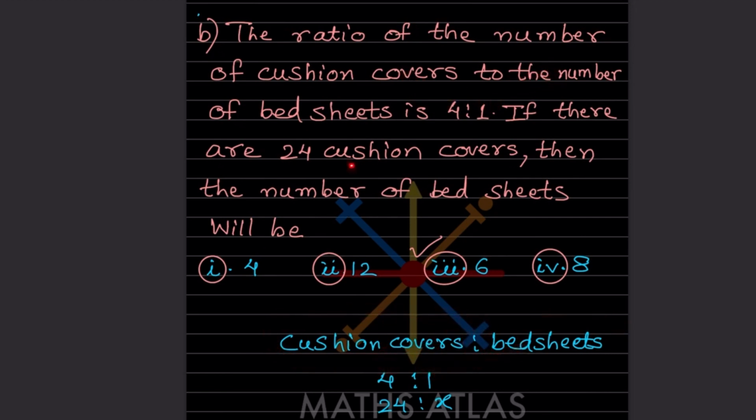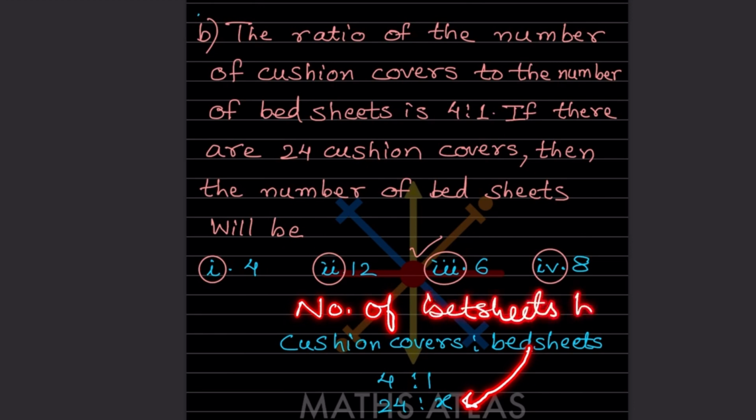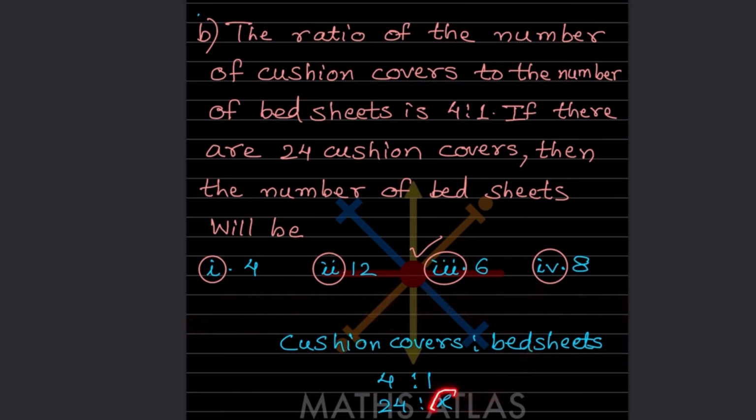So if there are 24 cushion covers, cushion covers is here, right? So 24 should be written over here. Then the number of bed sheets will be how much? Bed sheet is here, but we don't know the number of bed sheets. So we can write here, let the number of bed sheets be x. I didn't write this over here, this is just for the explanation because you only have to choose the correct option. But when you are solving it, you have to write this statement.